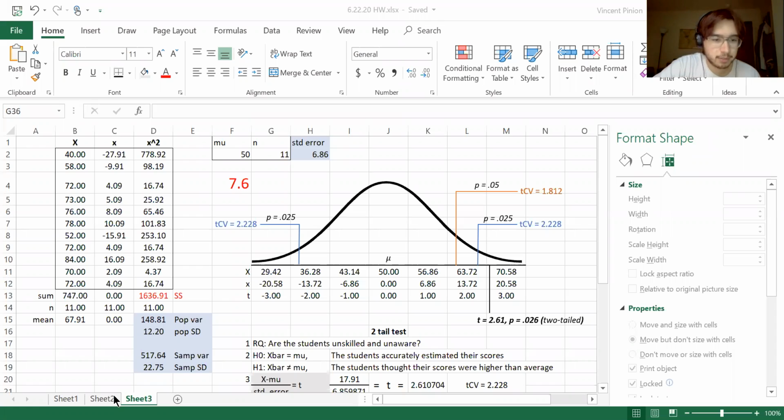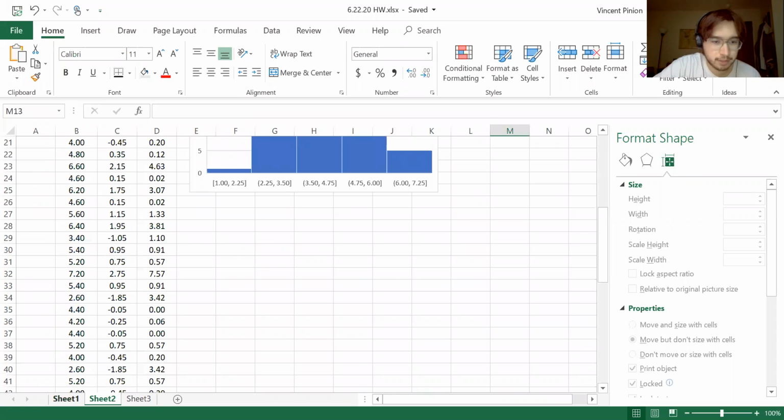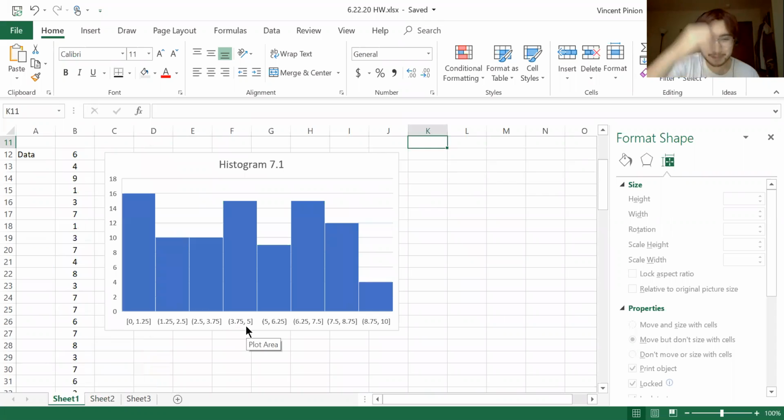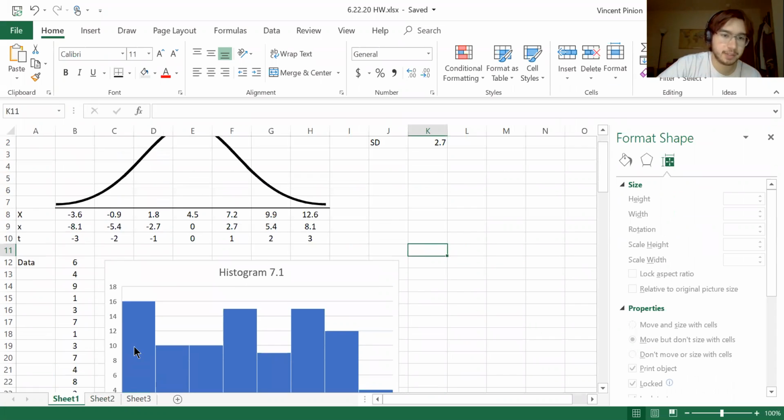Well, this homework assignment was way too much. It took me like an hour and a half, which, if it takes me an hour and a half, a stat student, I don't even know. That's a long time.